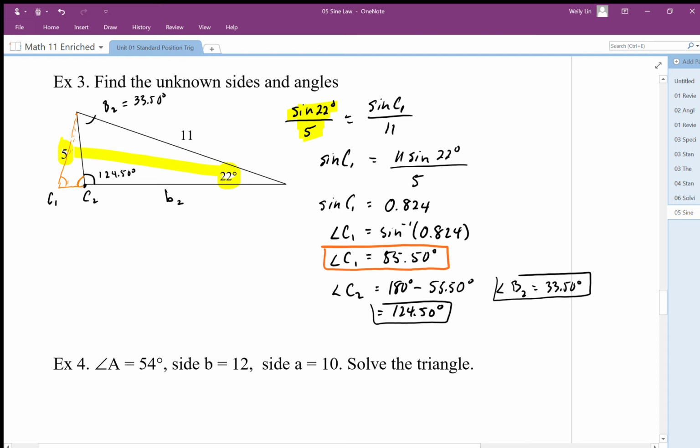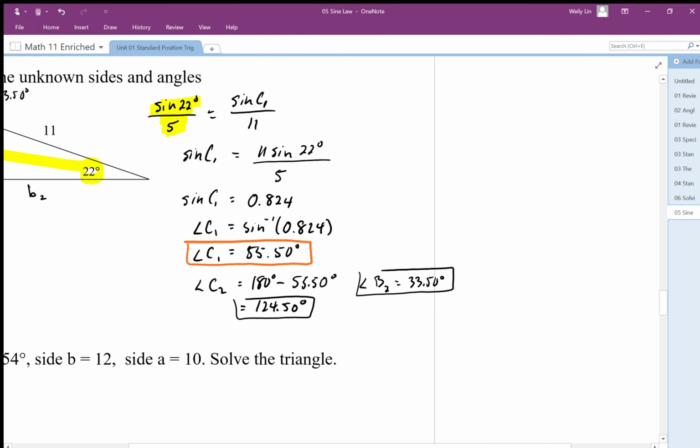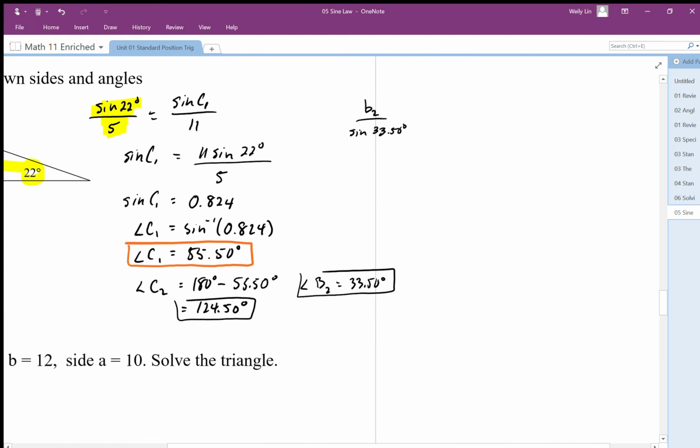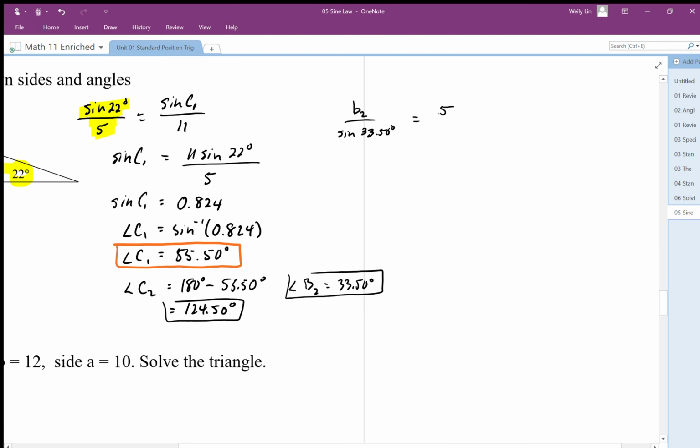Using the sine law, we're going to solve for B2. Side B2 over sine of 33.50 degrees is equal to 5 over sine 22. Again, I'm using the sine law, solving for side B2. I do sine of that angle times 5 divided by sine of 22 degrees, and we end up with about 7.37. If you're off by a little bit, it's usually due to rounding. So there are the three unknown parts of this triangle that I've solved for.